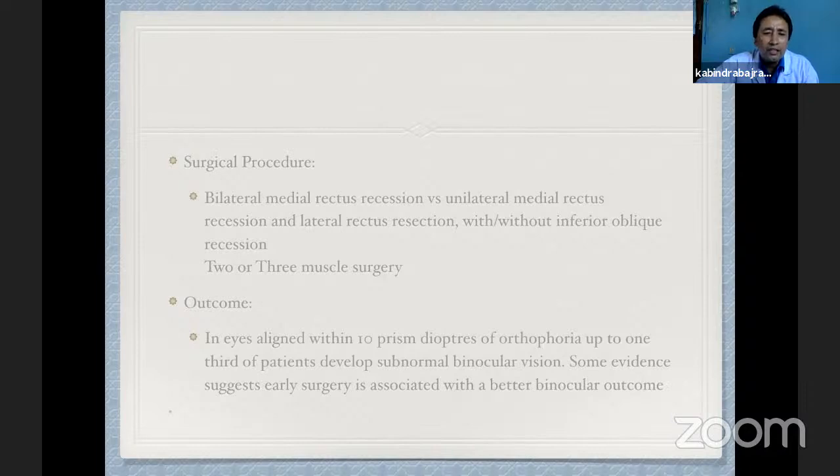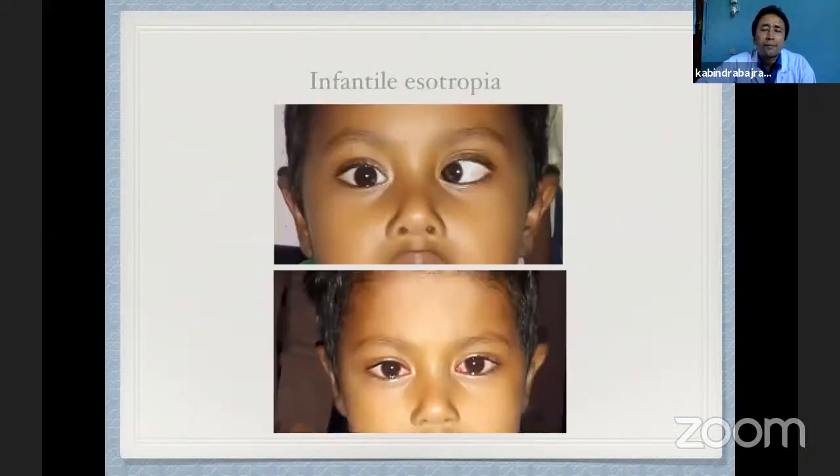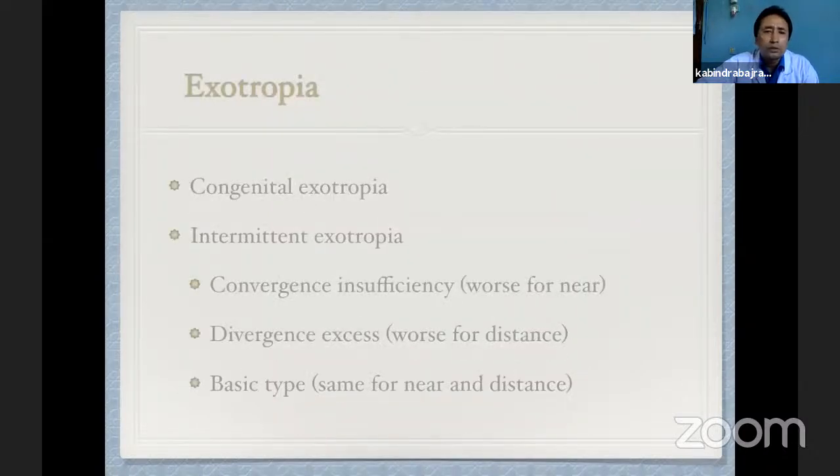Regarding outcome, in eyes aligned within 10 prism diopters of orthophoria, up to 1/3 of patients develop subnormal binocular vision. And some evidence suggests that early surgery is associated with a better binocular outcome. So this is one of the conditions where surgery should be done as early as possible. This is one of the pictures we did at Lumina Institute, infantile esotropia, but it presented at 5 years of age. But despite that, we did bimedial recession and the eyes look orthotropic.